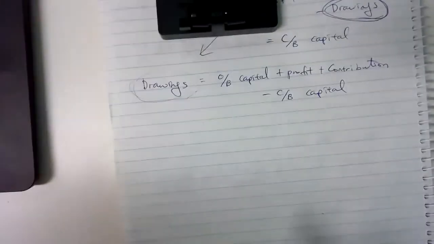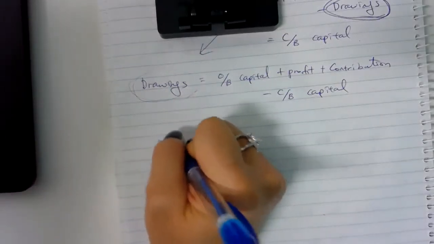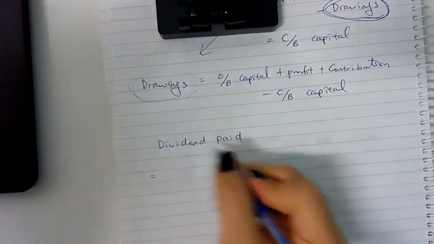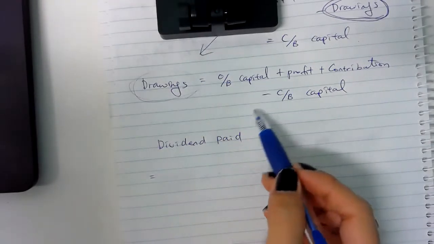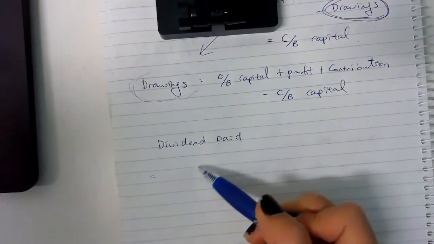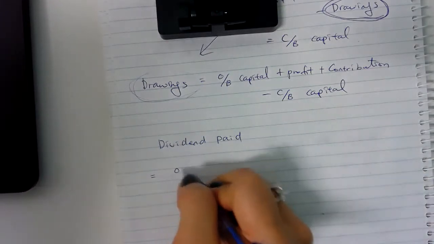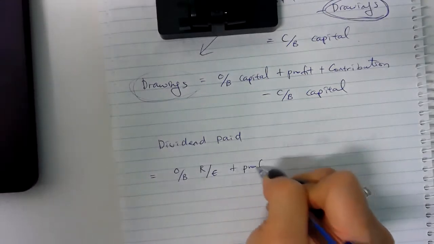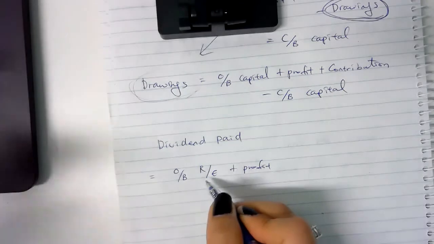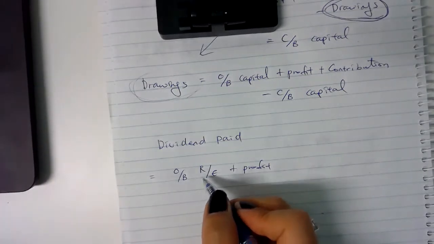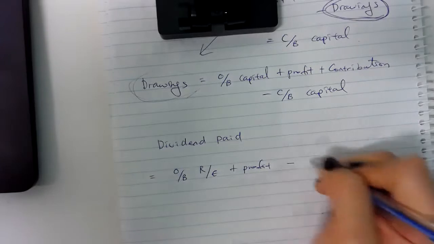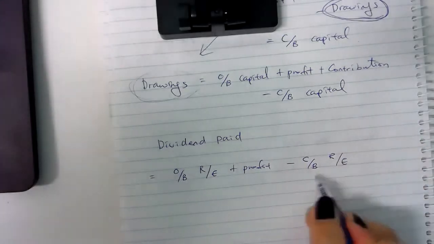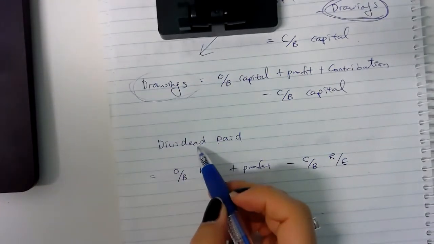If this was a company, then they will have a dividend paid. Now, instead of capital, we're looking at retained earnings because dividends will be paid out of retained earnings. Then it's opening balance of retained earnings plus profit, because current year's profit will be transferred to retained earnings and it will increase it. And then minus ending balance of retained earnings. That's how we work out dividend paid.